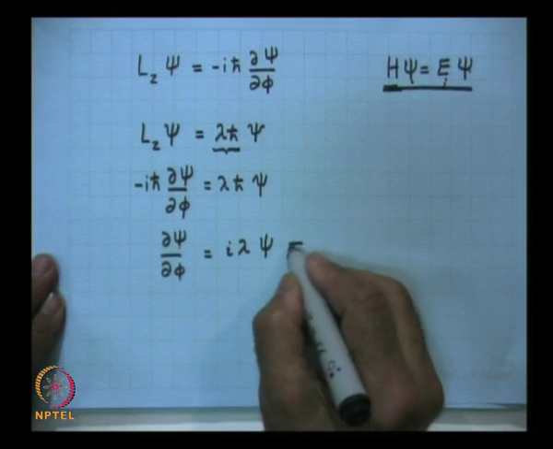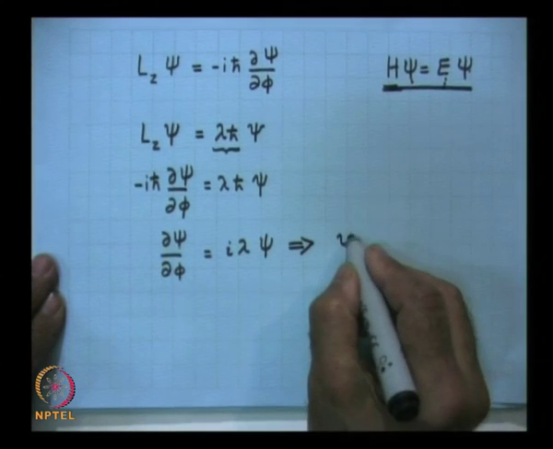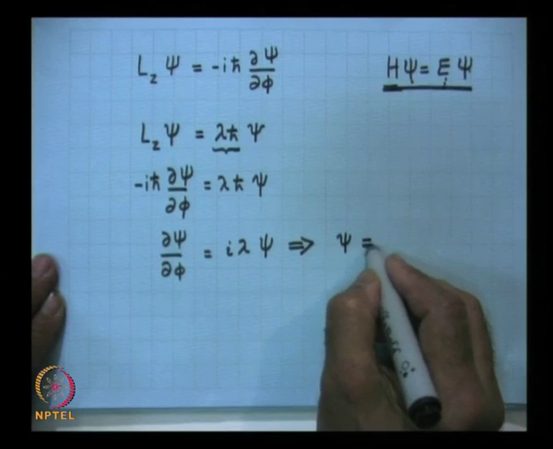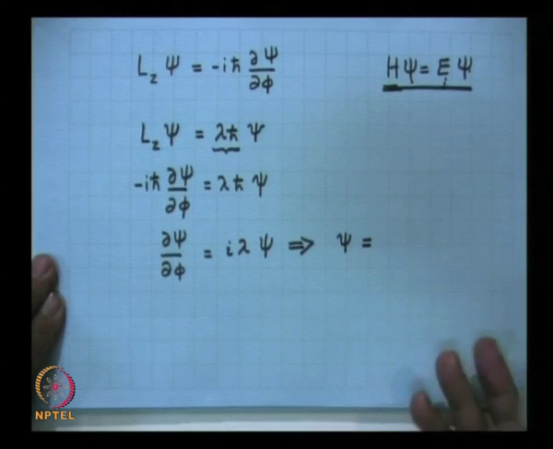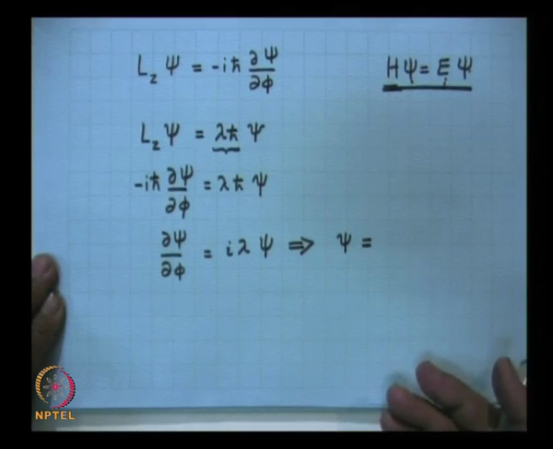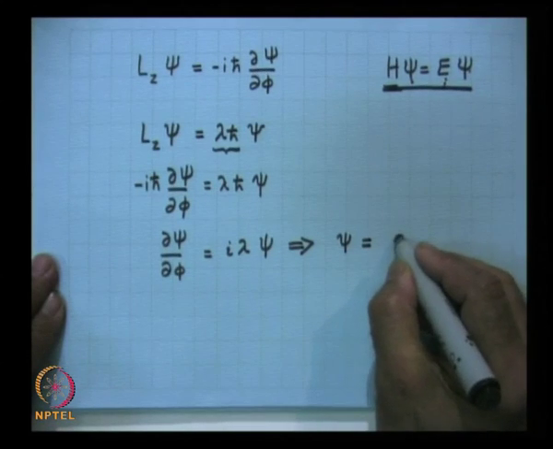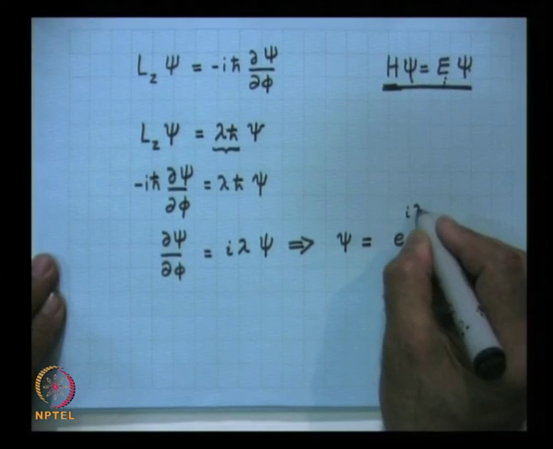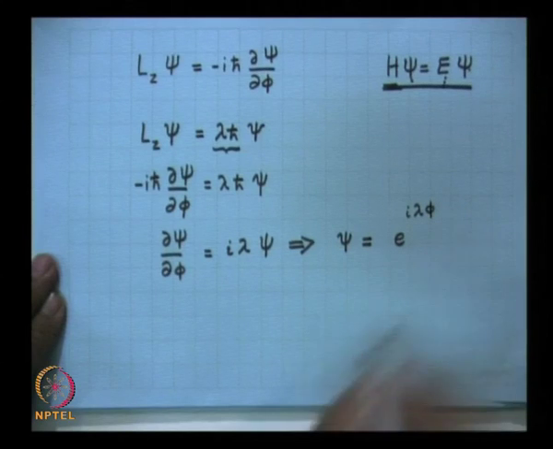This is a very simple integration, that psi becomes the phi dependence. One cannot say anything about the theta or r dependence. The phi dependence becomes e to the power of i lambda phi.